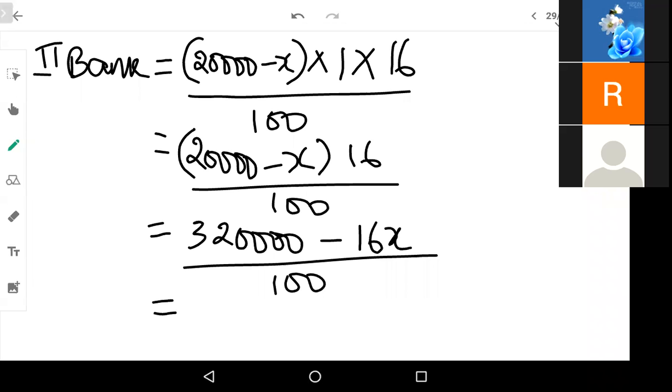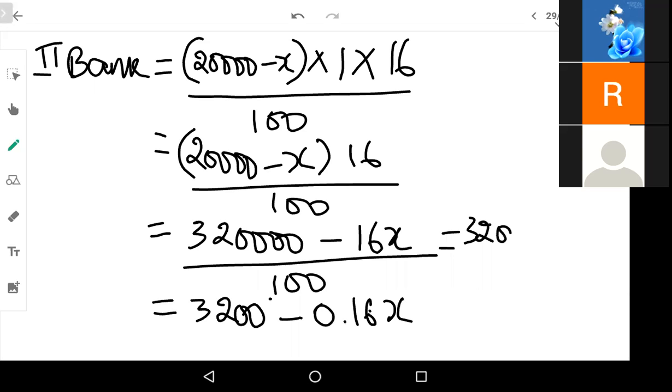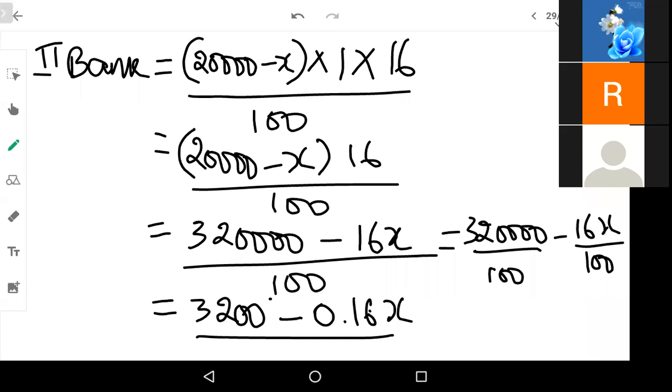Now divide 3,20,000 by 100, divide 16x by 100 also. So 3,20,000 divided by 100 is 3,200. 16x divided by 100 is 0.16x. I am dividing it separately. 3,20,000 divided by 100 minus 16x by 100. This is what we are doing. So we get the interest as, for the second bank, 3,200 minus 0.16x.